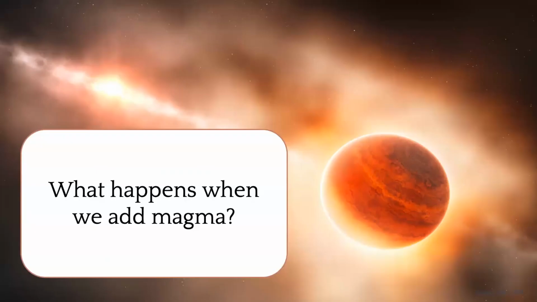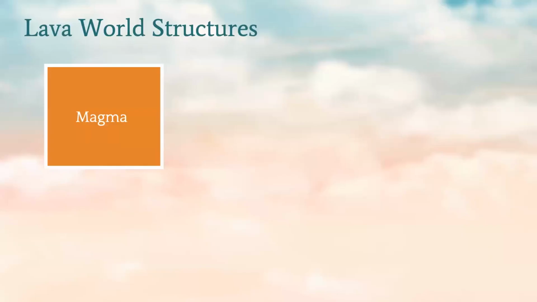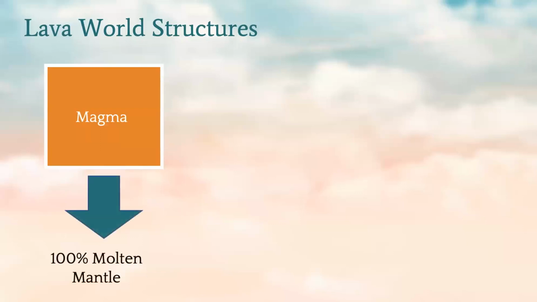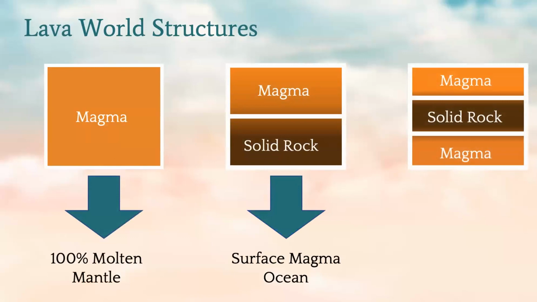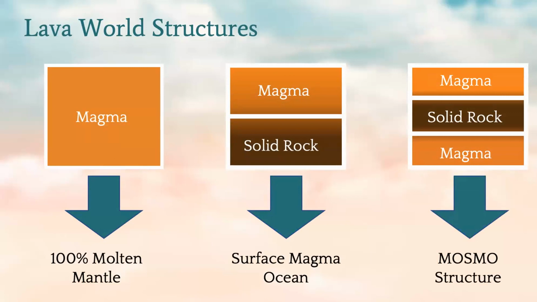So what ends up happening when we add magma to our models? We found a couple of different structures for these lava worlds. The first one is when the mantle is fully molten. The second one is when we get a surface magma ocean. And then the last one is this interesting sandwich-looking structure where we have a magma ocean on the surface, rock, and then a basal magma ocean. And we call this a MOSMO structure, so magma ocean, solid rock, magma ocean.